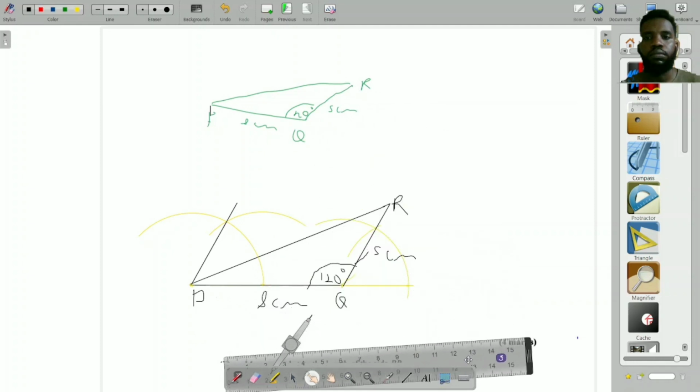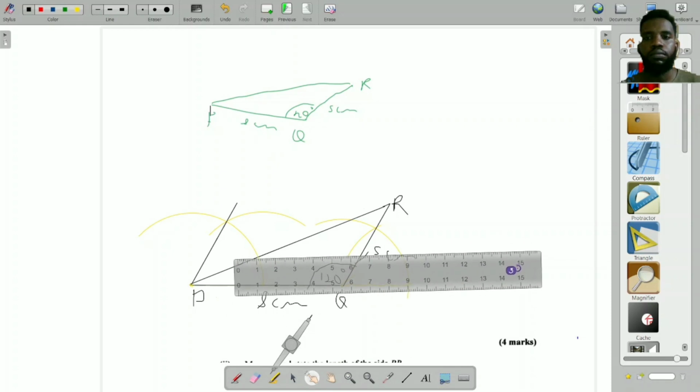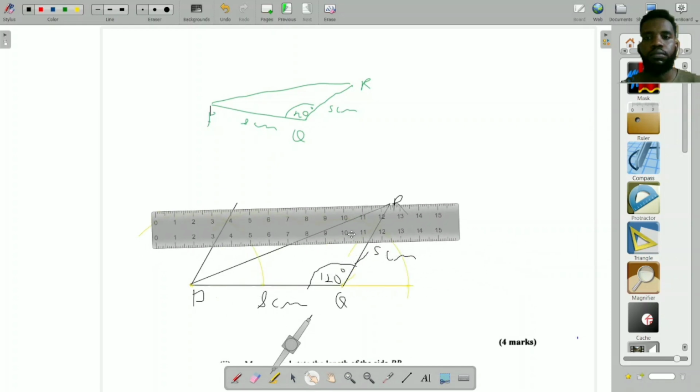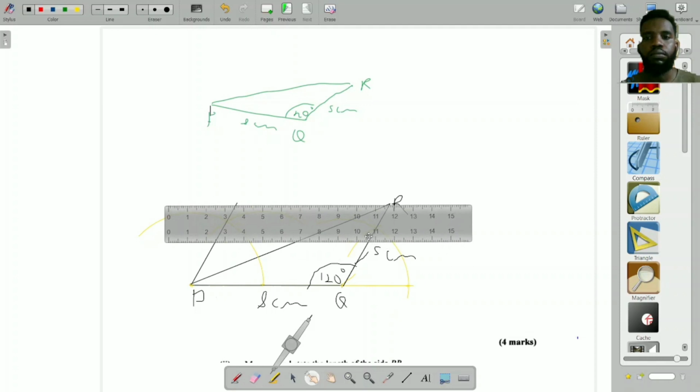Let me get my ruler back straight. I'm going to put it at the top here, making sure that this is straight. I'm going to connect these 2 points. So bring it down a little, bring it up. That's it. And I'm going to connect these 2 points right away.